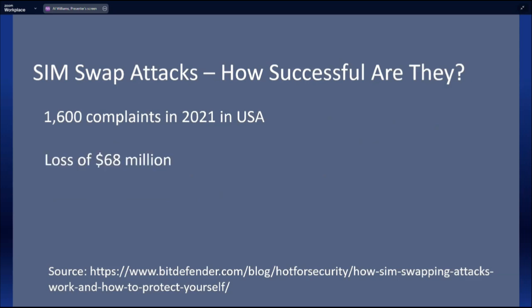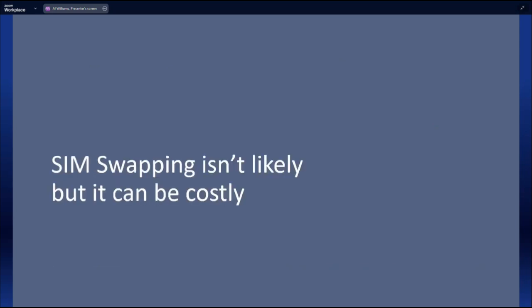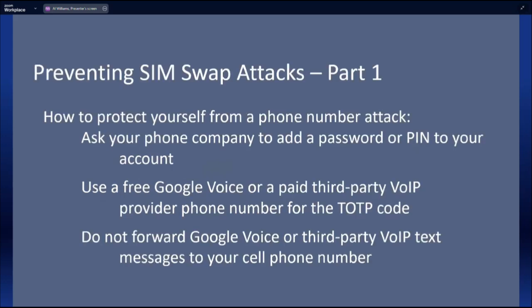There was a loss of $68 million due to SIM swaps, according to bitdefender.com. It isn't likely that you would suffer a SIM swap, but if you did, it could be costly. So how do you prevent them? The cell phone carrier that I use allows you to add a PIN to your account. Do that. Another way is don't use your normal cell phone number for TOTP codes.